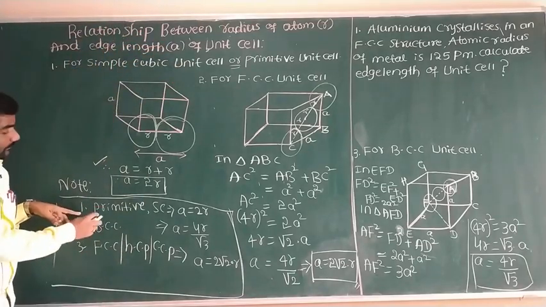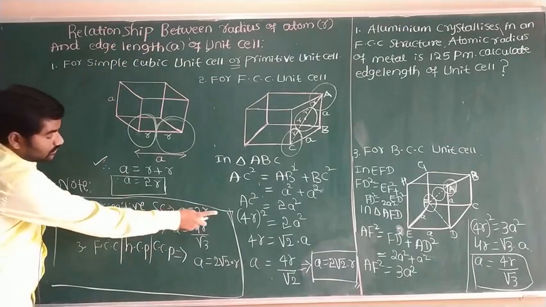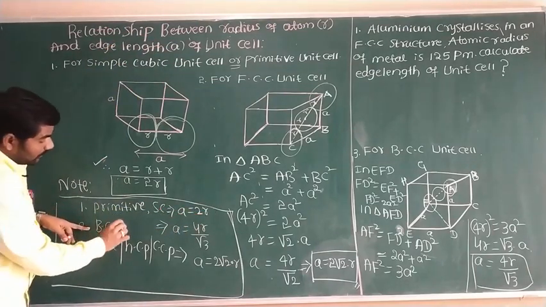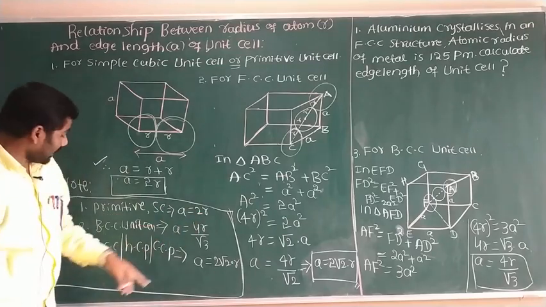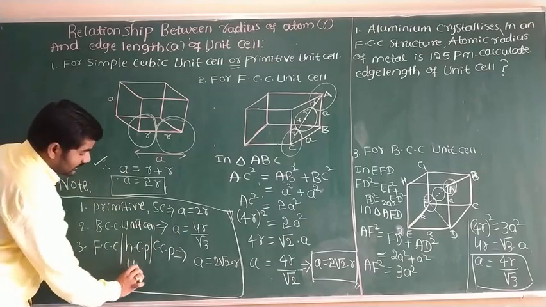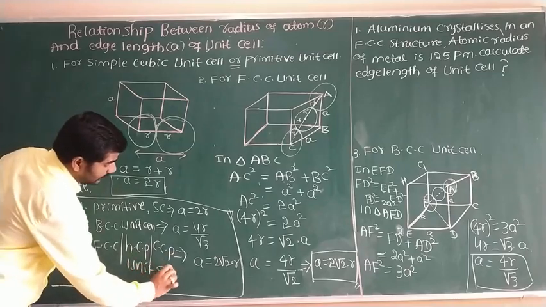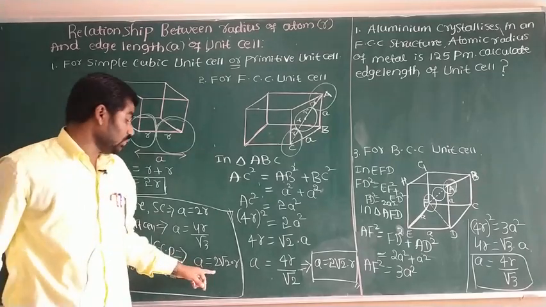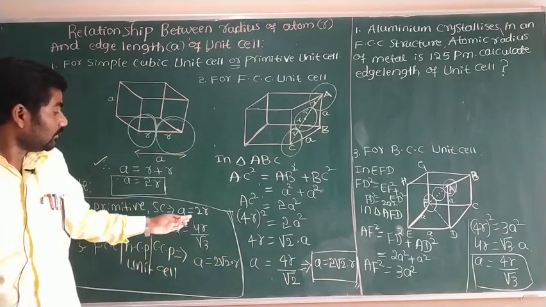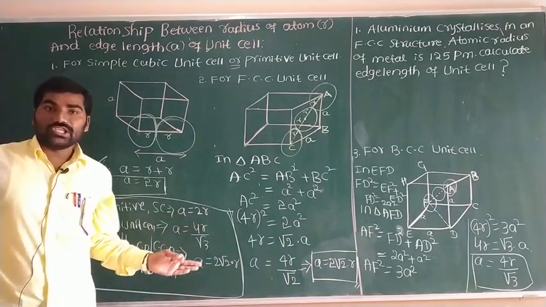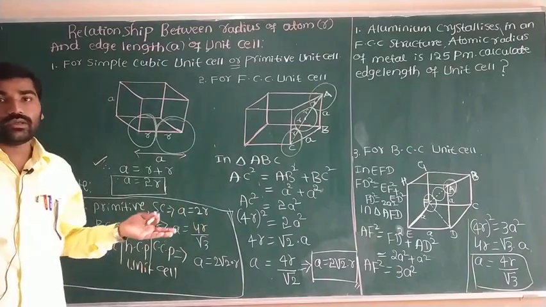So note: for the primitive unit cell, A equals 2r; for the BCC unit cell, A equals 4r by root 3; for the face centered cubic unit cell, A equals 2 root 2 into r. If you know these three formulas, then by giving one parameter you can easily calculate the other parameter.